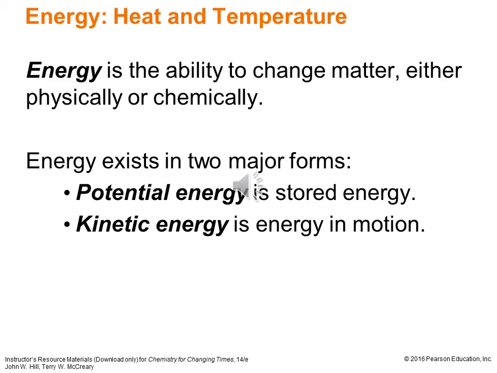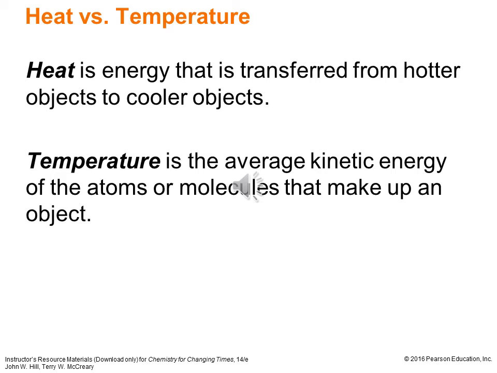Energy exists in two major forms. We have potential energy, which is stored energy, and kinetic energy, which is energy in motion. Heat is energy that's transferred from hotter objects to cooler objects, and temperature is the average kinetic energy of the atoms or molecules that make up an object.